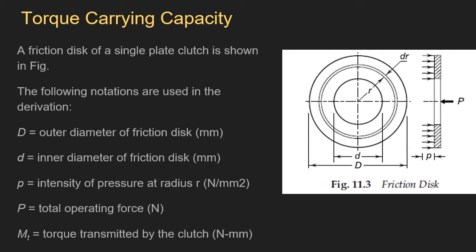That is, if you will see this figure, at a radius r, we take a small element dr, and we will calculate the torque at this small little element, and then integrate it for the entire friction surface. All right, so let's move on to the next slide.